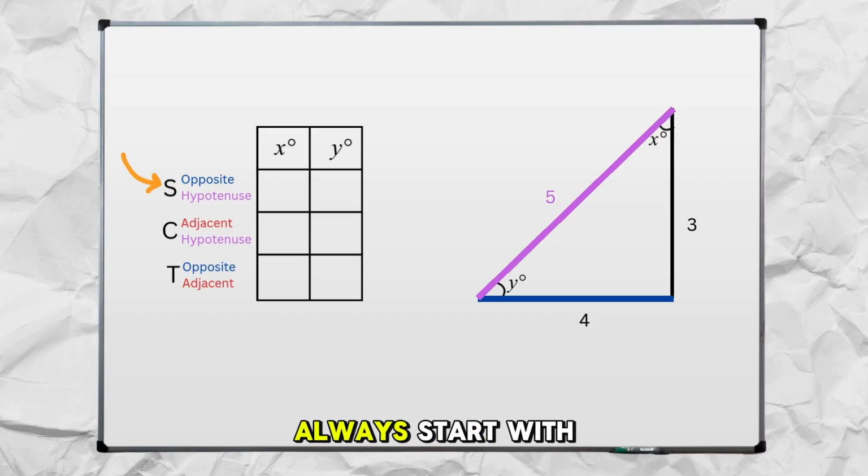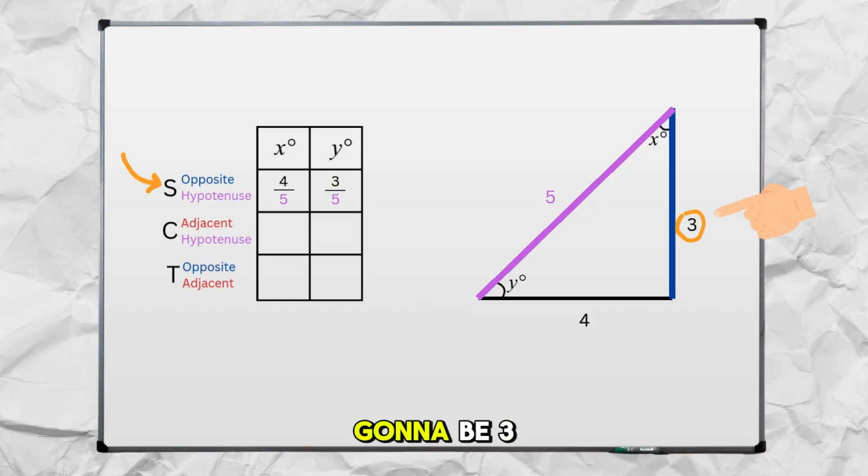For me, I always start with the hypotenuse on the bottom, which is 5. And my opposite is 4 for X. Now for angle Y, right here, the opposite is 3. So that's going to be 3 over 5.